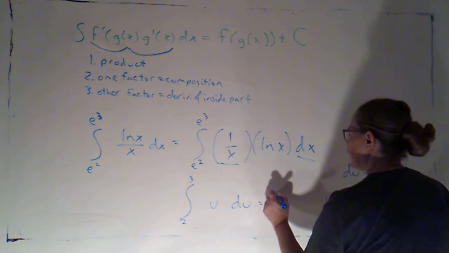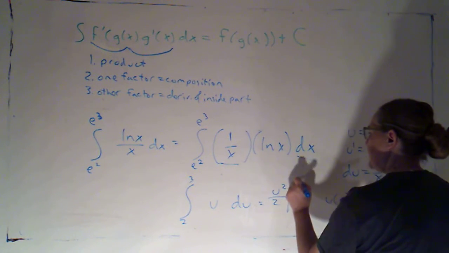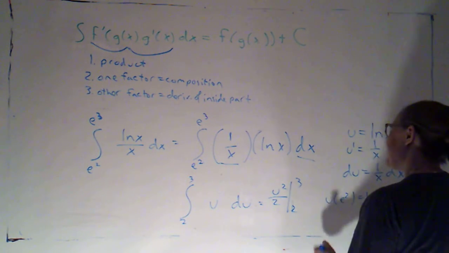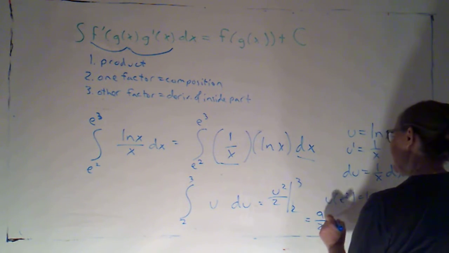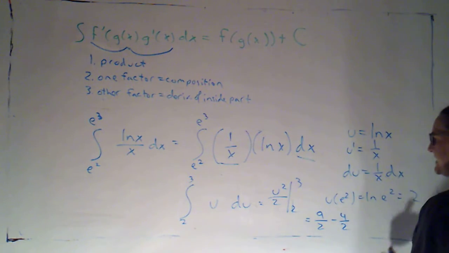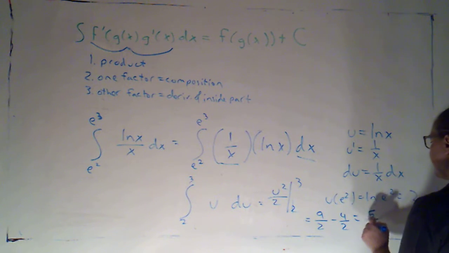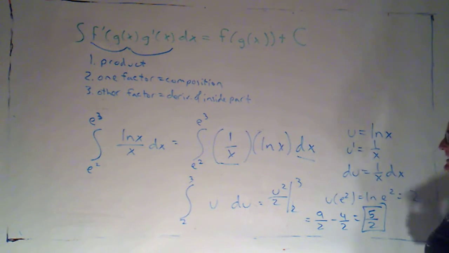So now I can say this is going to be u squared over 2, evaluated between 3 and 2. And so that's going to be 9 halves minus 4 halves. I could keep that as 9 halves minus 2, or I think I'm just going to combine that into one fraction and say that's going to give me 5 halves.